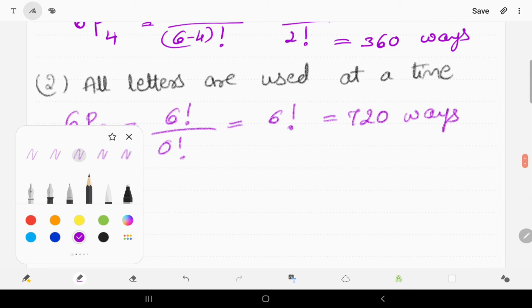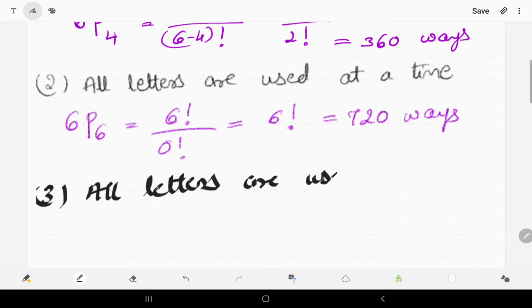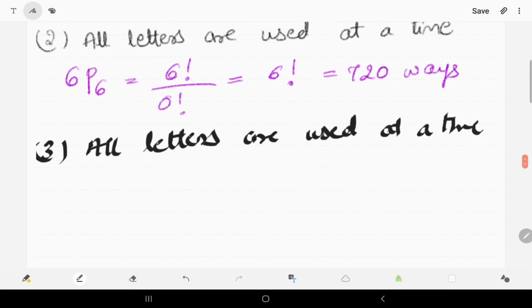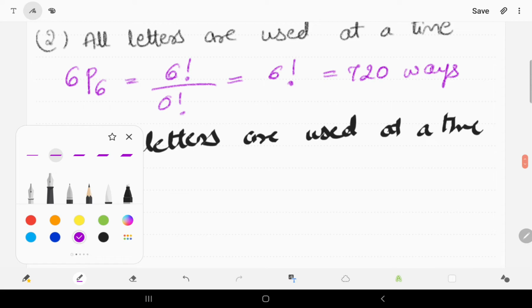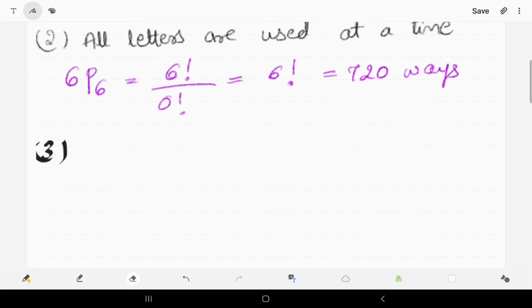Next one, all letters are used at a time. Okay, now this is the same as the number of permutations. Here, all letters are used at a time is over, right? Next one is the third one.